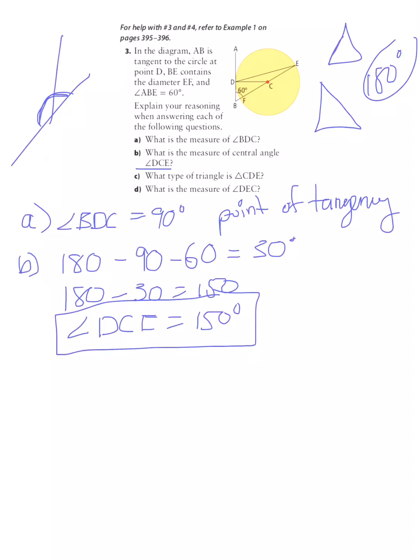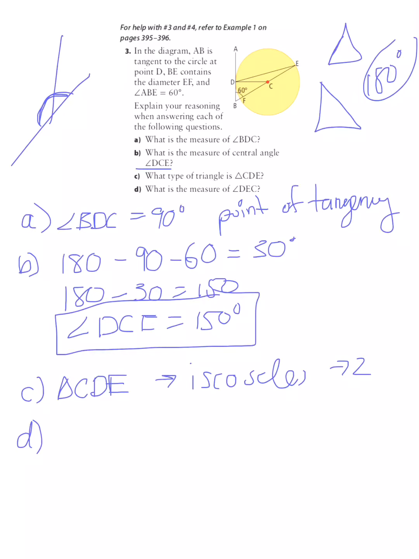All right, part C. What type of triangle is triangle CDE? So triangle CDE, let's look at it. Well, it has a radius here, has a radius here, so it has to be isosceles, and you can explain that basically because two sides are the same, right? Let's see what D says. What is the measure of DEC?